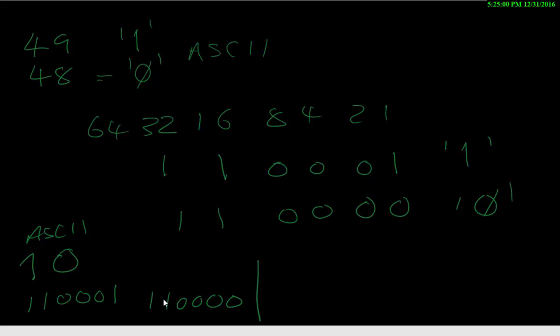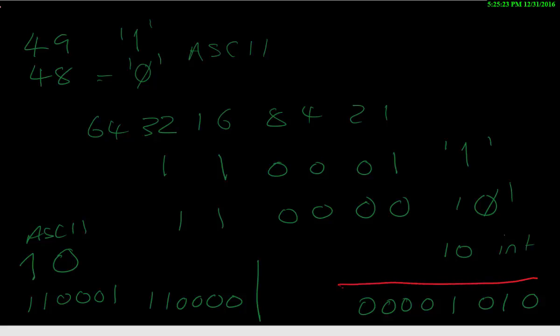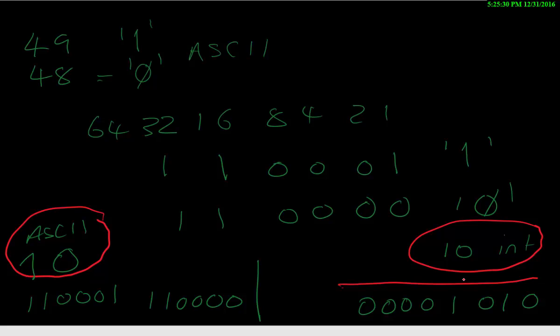But take the number 10 as an integer, and that will be 0101 and then a whole load of zeros. So that's 10 as an integer. Hopefully you can see that this here is 10 as an integer, and this here is 10 as two ASCII values. So they're very different.